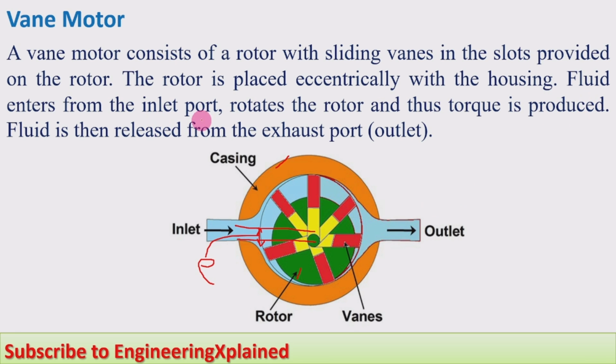Fluid enters from the inlet port, then rotates the rotor, and thus torque is produced, which is connected to the drive shaft. Fluid is then released from the exhaust port. By this, we are going to get the rotary motion from this vane motor also.